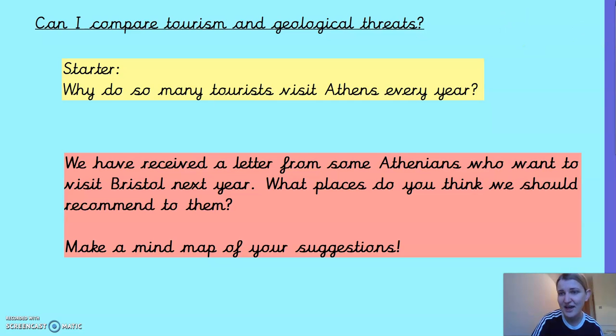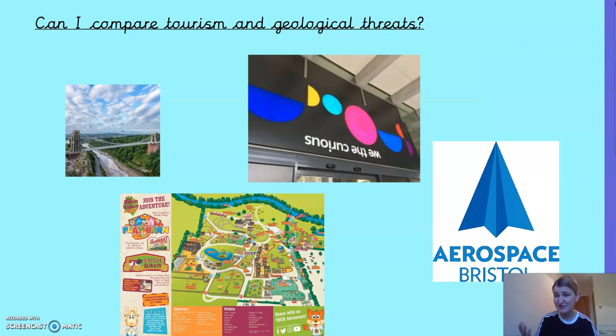Okay, so hopefully, perhaps you got some of these. These were my suggestions just off the top of my head. I think, and this is somewhere I bring whenever we've got family or friends visiting, the Clifton Suspension Bridge. It's really cool. And I think you kind of get used to it living in Bristol, but actually it's a beautiful piece of architecture. We've then got We the Curious.